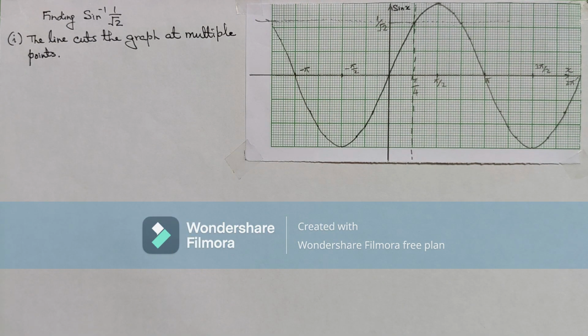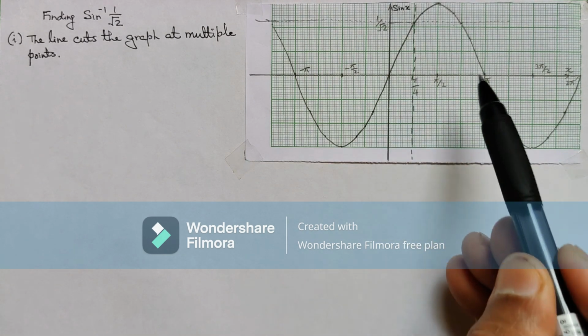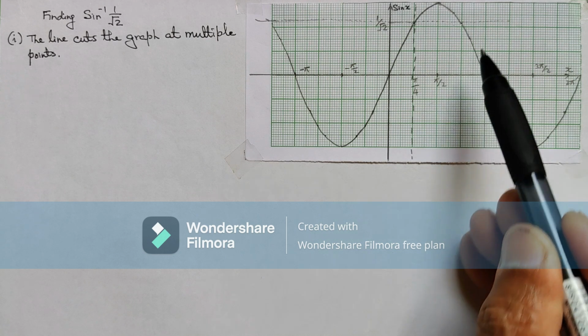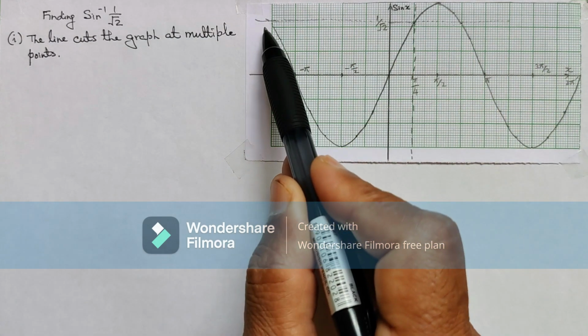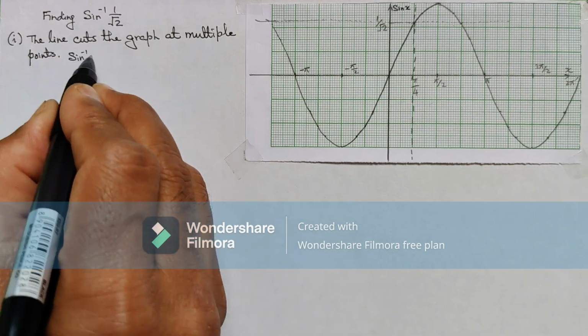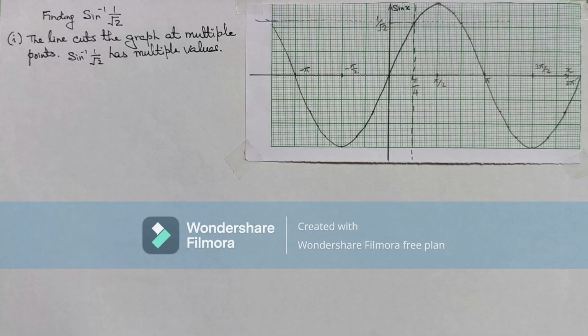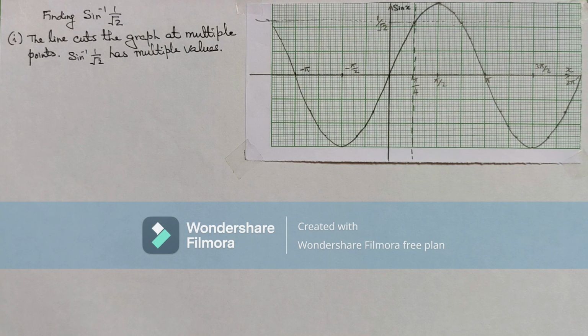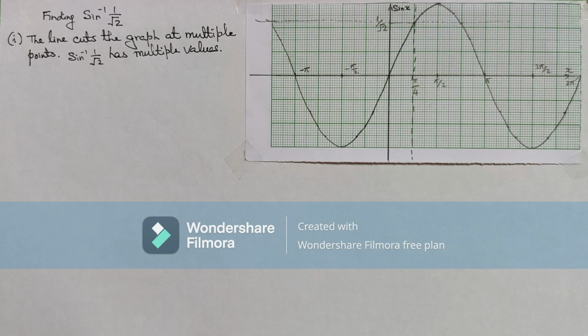So sine inverse 1 by root 2 has multiple values: pi by 4, 3 pi by 4, then again somewhere here, then this side, and so on, which can range from minus infinity to plus infinity. Rather, I would say the general value of sine inverse 1 by root 2 has multiple values. Shortly, I will discuss how we restrict the definition of sine inverse so that it gives only one value.